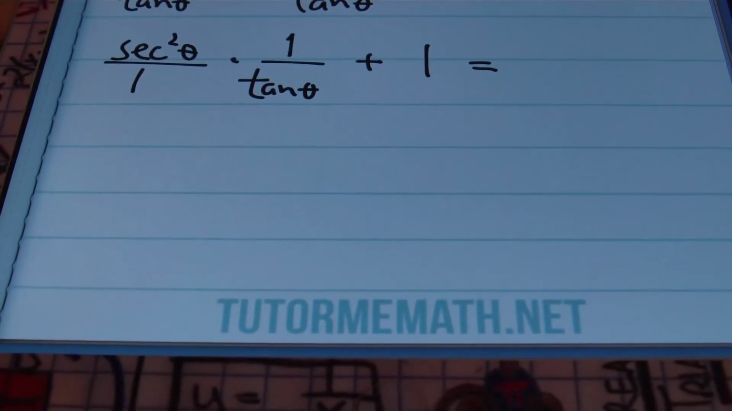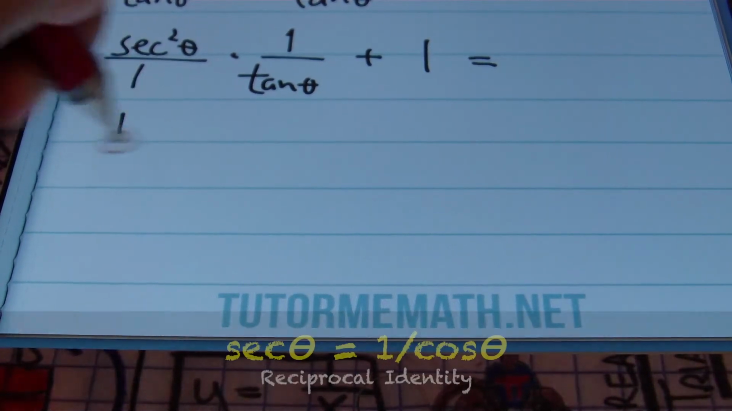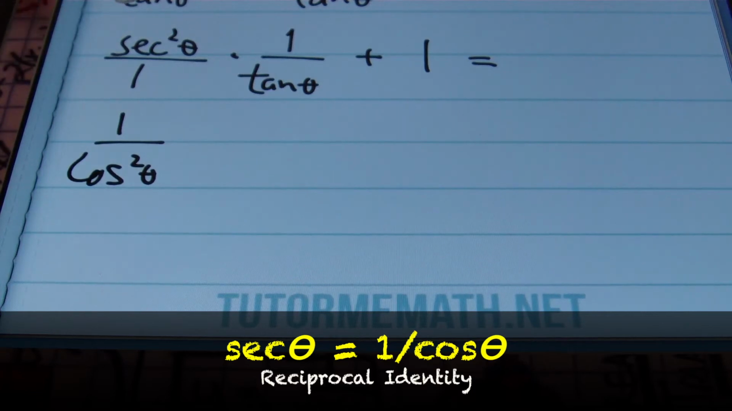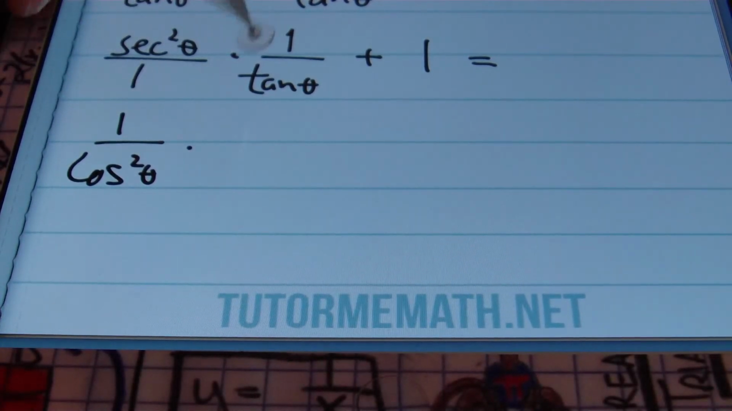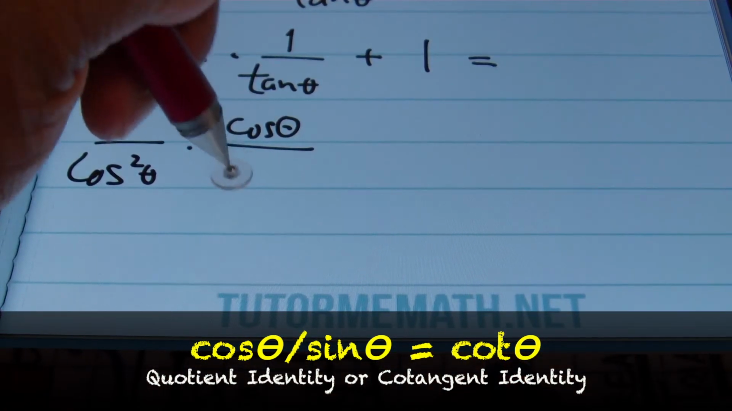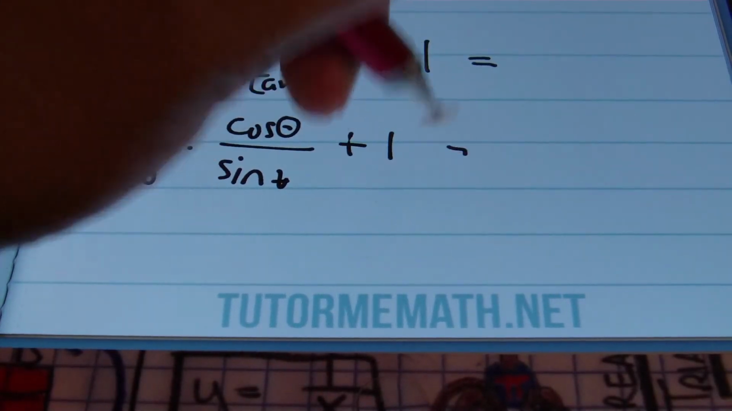At this point, what I'll do is show that that secant squared theta is equivalent to 1 over cosine squared theta. That's using your reciprocal identity. And then rewriting this, knowing that 1 over tan theta is equivalent to cotangent theta, we'll just go ahead and rewrite this now as cosine theta over sine theta. And this is going to be plus 1.